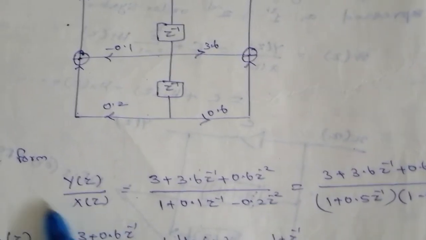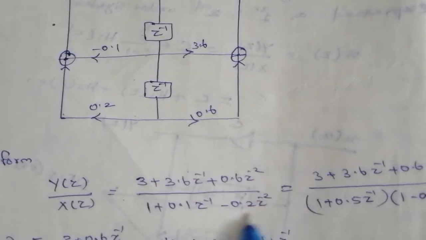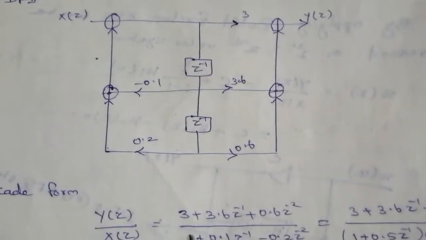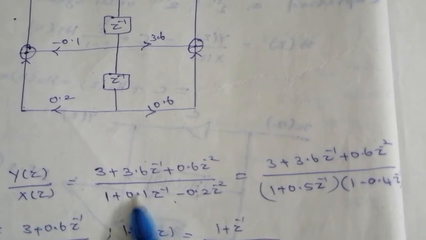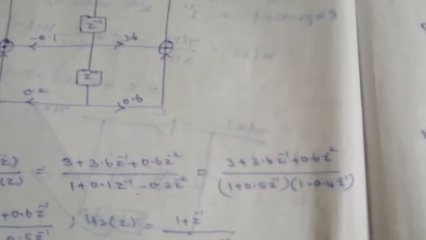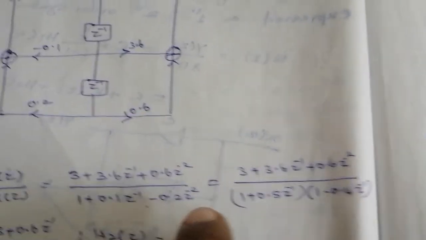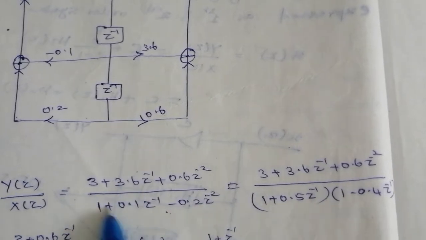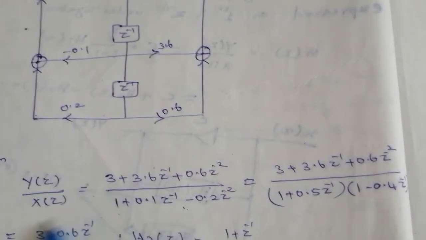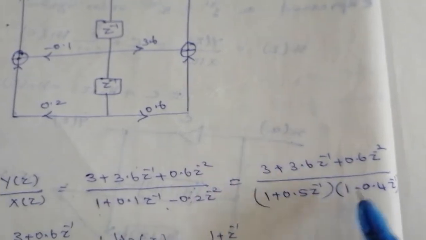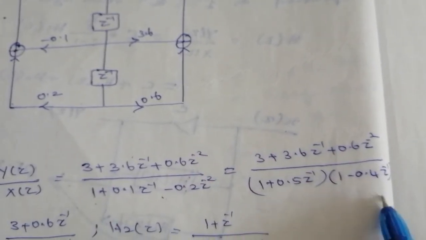So already we have the transfer function. So cascade form means H of z equal to H1 of z into H2 of z. So for that we have to separate this denominator term into two factors, right? Then only we can write H of z equal to this is H1 of z, this is H2 of z. Likewise we have to separate.